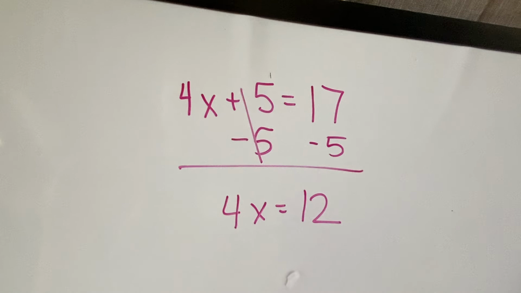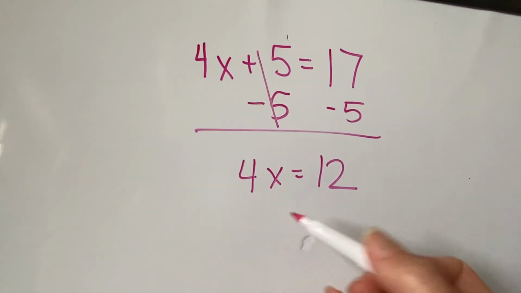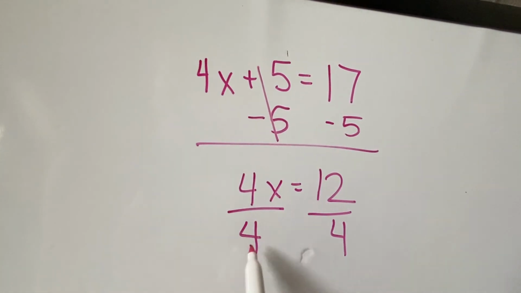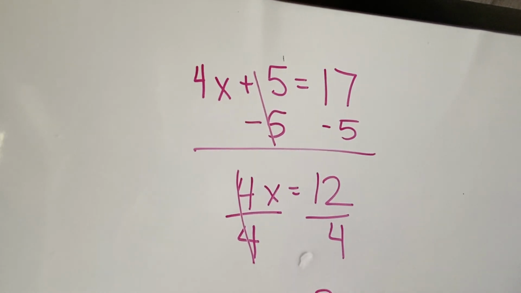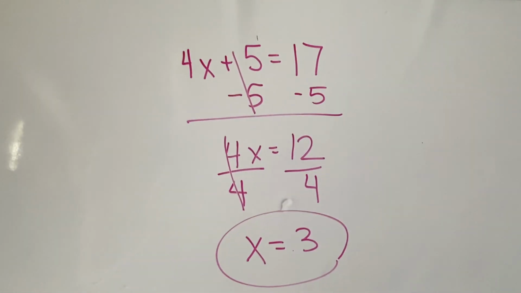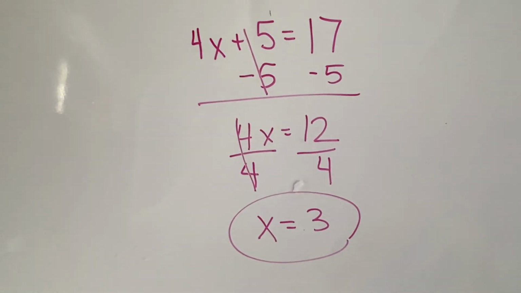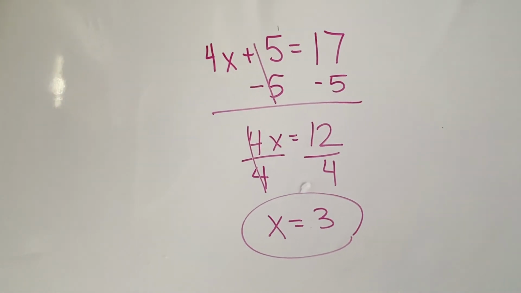4x equals 12. Now we need to say, 4 times what is 12? If I divide both sides by 4, 4 divided by 4 is 1, so we get x. 12 divided by 4 is 3. So x equals 3. Let me get another example for you.